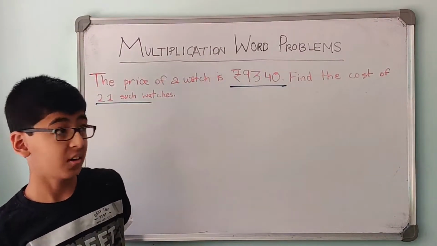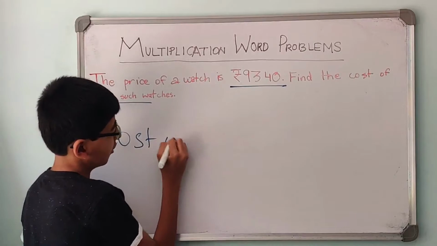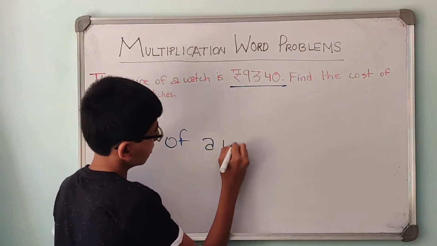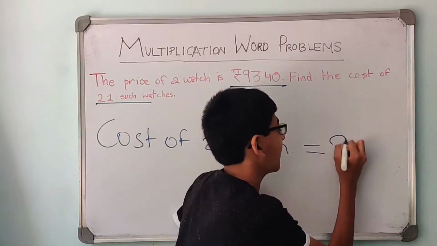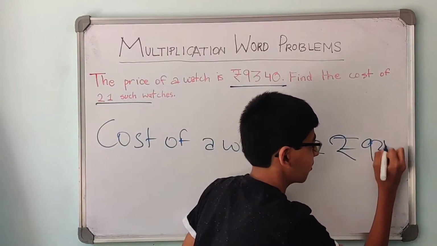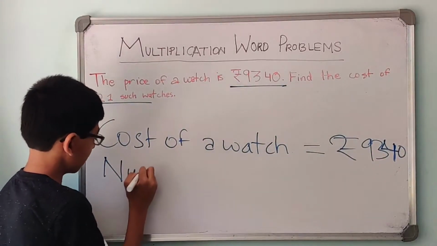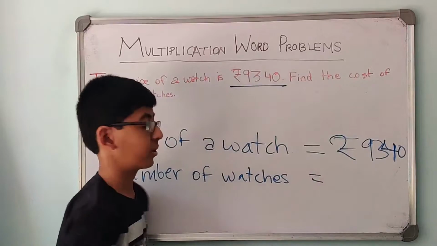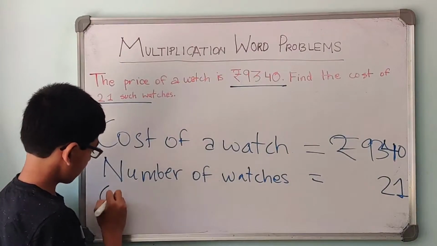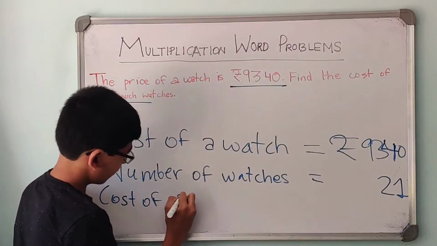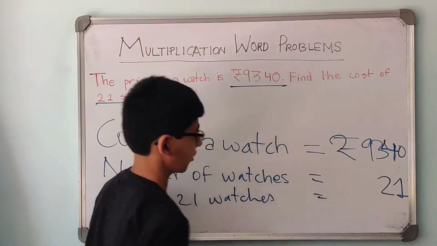So let us write the statements. The first statement is going to be the cost of a watch. So the cost of one watch is 9,340 rupees. Now let us write the number of watches. So the number of watches are 21. Now we have to find the cost of 21 watches.